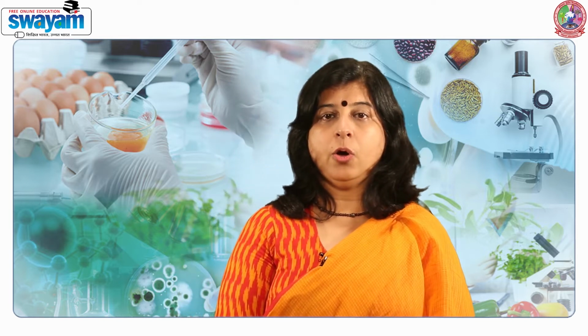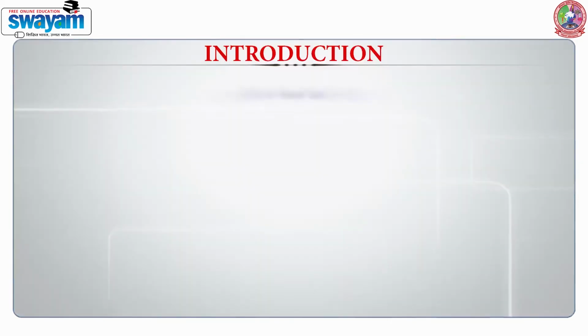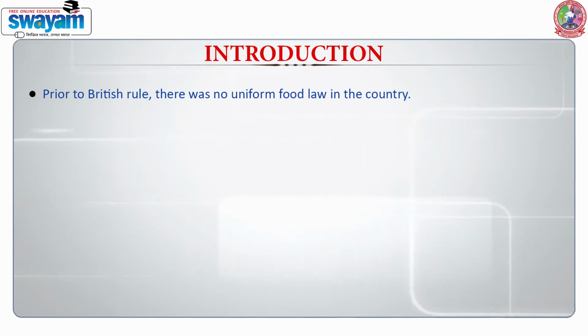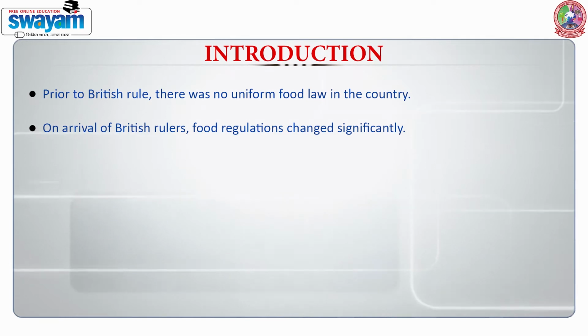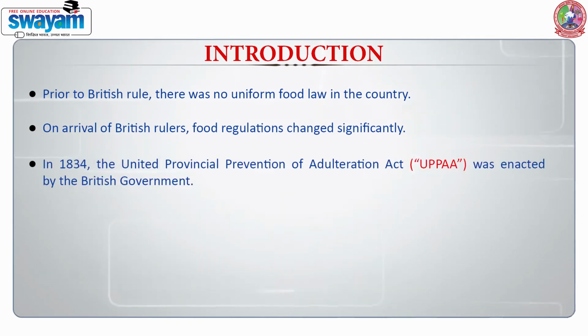Now, when we start talking about this particular law, we need to understand that prior to the British rule in India, there was no uniform food law in the country. Once the British rulers came to our country, the food regulations were changed significantly, and this was in the year 1834. This act was known as UPPAA, which stands for United Provincial Prevention of Adulteration Act. This was enacted by the British government.